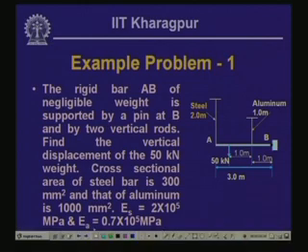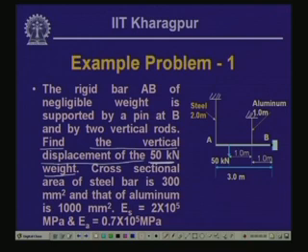The example which was given was that the rigid bar AB, of negligible weight, is supported by a pin at B and two vertical rods, hung from the top and connected to this bar. Find the vertical displacement of the 50 kilonewton weight which is placed at this particular point, at a distance of 1 meter from end A. So, we will have to find out the displacement of this particular point where this 50 kilonewton weight is hung.